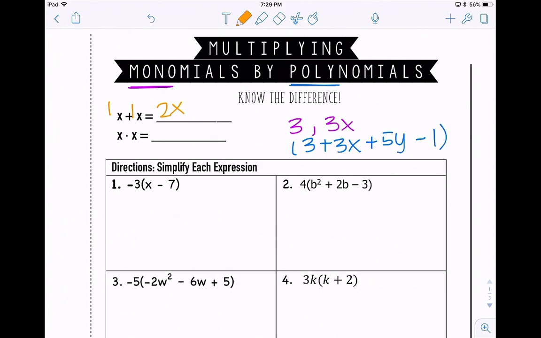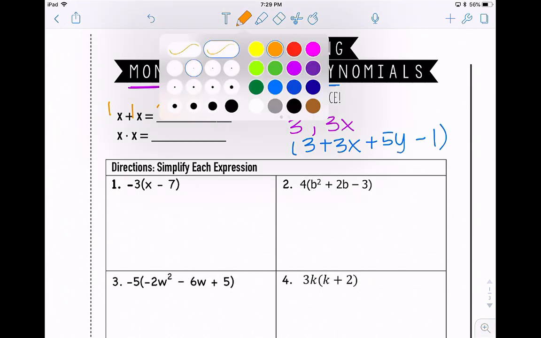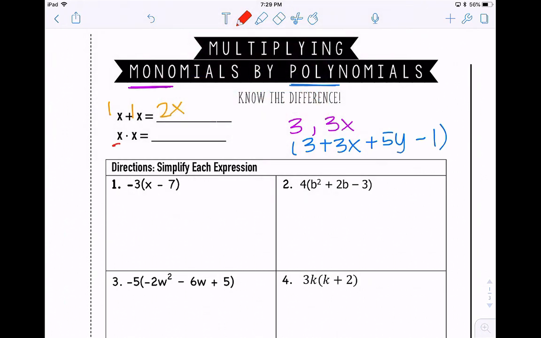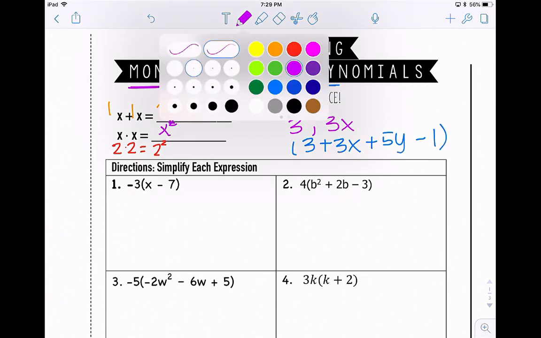So x times x is just like anything times itself. For example, in middle school, you should have learned that 2 times 2 is the same thing as 4, right? However, you also should know that you can write that as 2 squared. Anything times itself we can just say is squared. So x times x similarly can just be rewritten as x squared. So that's a little 2 there. So x plus x is 2x. x times x is x squared.